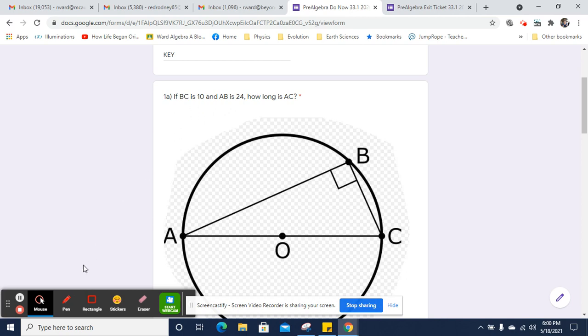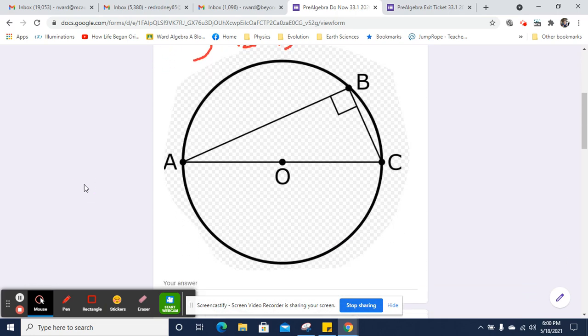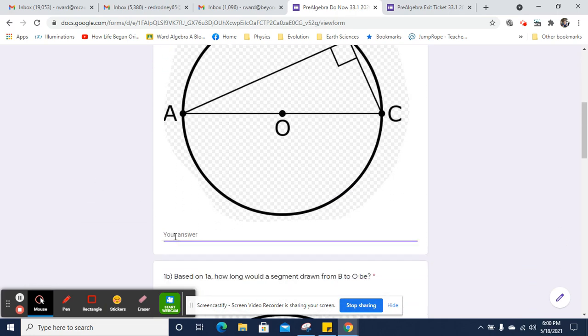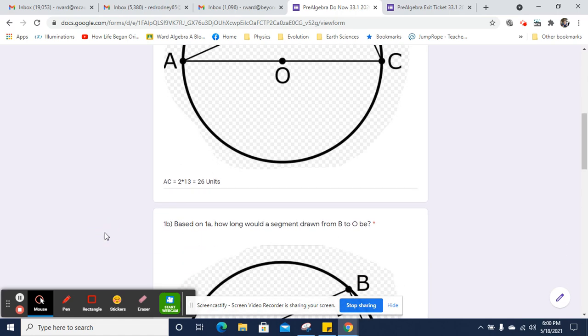If we have 10, we get 5. If we have 24, we get 12. And so what will the next one be? It would be a 13, because that would be a 5, 12, 13, which means we have to double that to 26 to match the family. This is in the 5, 12, 13 family of triangles. So AC equals 2 times 13, which equals 26 units, or ducks, if you like.